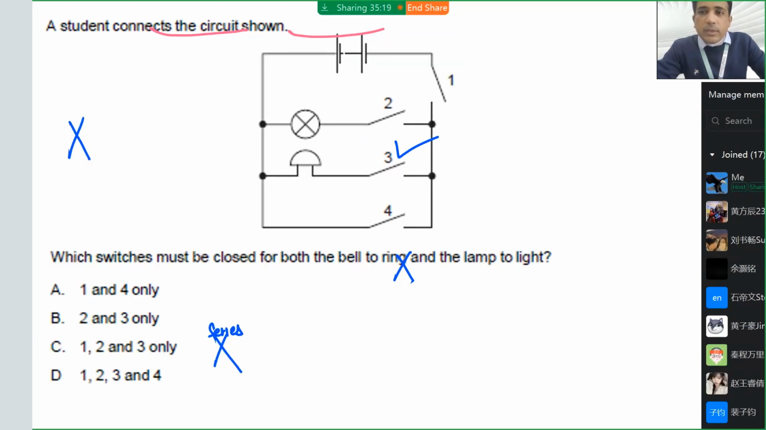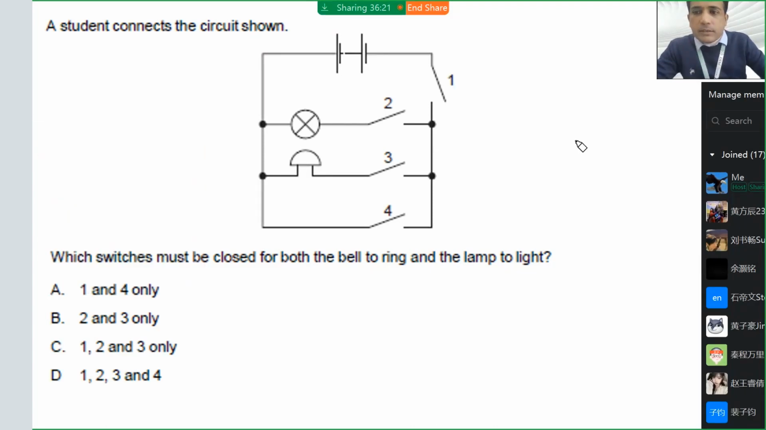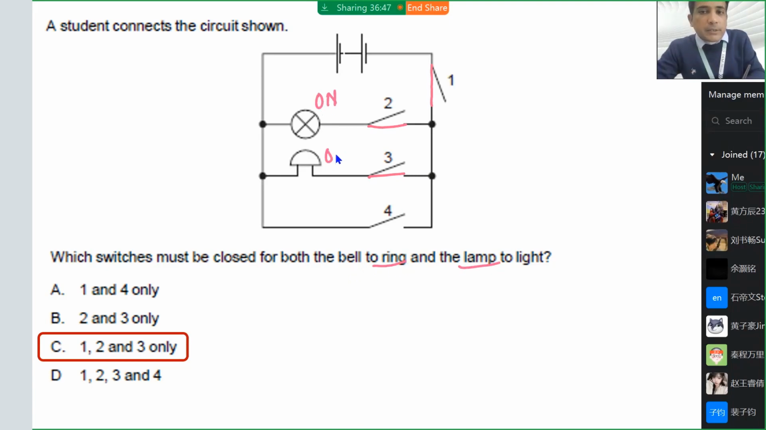Very nice question. Please try to answer by yourself. Spend some time and try to answer. The answer for this one should be C. Now let me explain why this is the answer. If this switch is closed, one is closed, second is closed, and if you close the third one as well, you will see the bell and the lamp will be on. This one will be on, and this one also will be on.